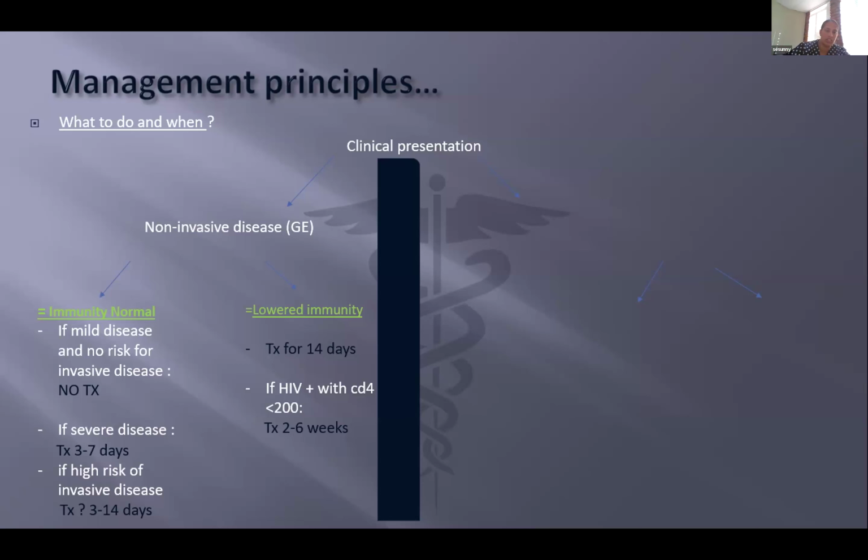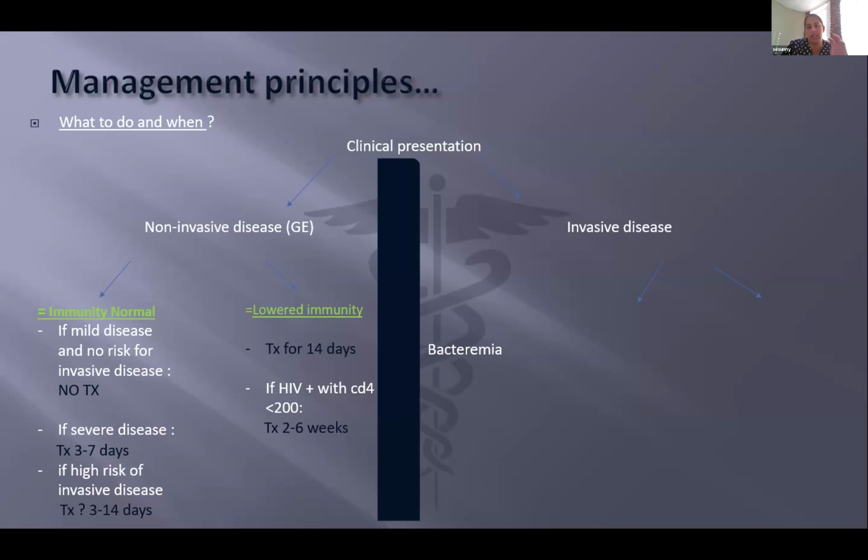But where the 6 weeks comes from is, again, with a small number of patients, a handful of patients, they found that the risk of relapse was about 17 to about 19% in your first month following an initial episode. So I think that's where this range of 2 to 6 weeks comes from in terms of treating patients who are HIV positive with a low CD4 count below 200.